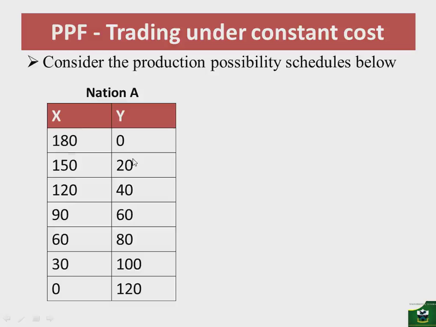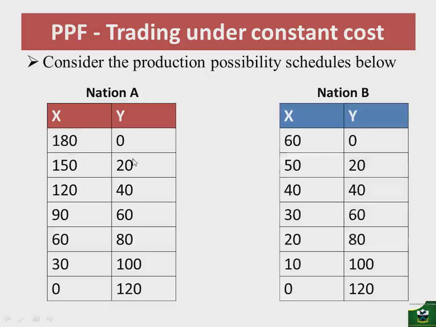Let's also look at nation B, where nation B is also producing two commodities, X and Y, and similarly we see that the values of X are reducing as you go down the table, and that the values of Y are increasing as you go down the table, which shows that more of X will call for fewer units of Y produced.